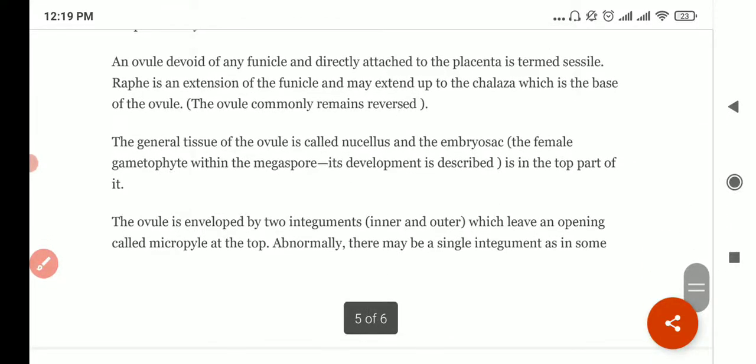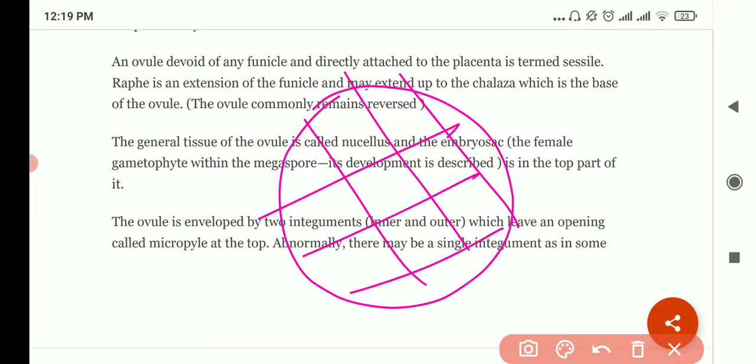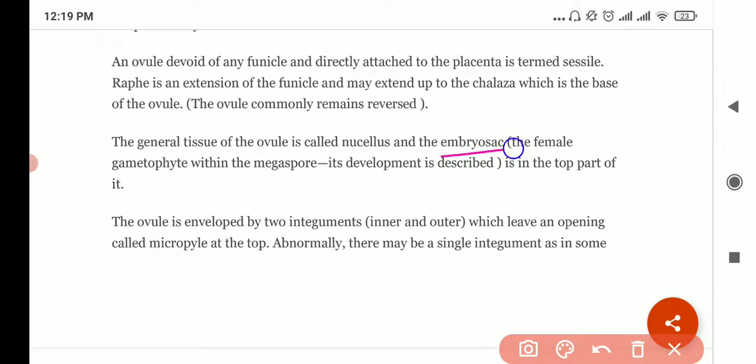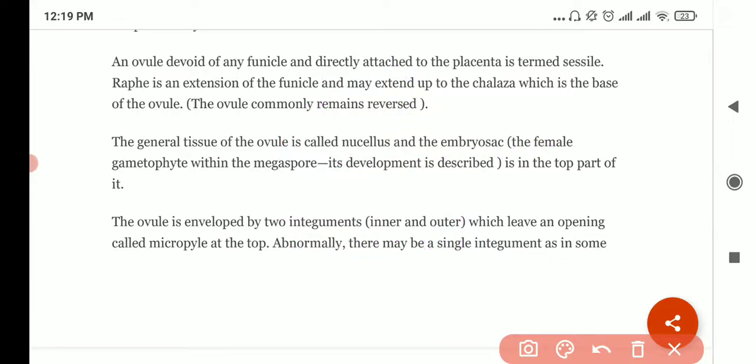So the general tissue of the ovule is called the nucellus, meaning the cells of the ovule. And the embryo sac, the one I drew, is just above the nucellus. So the ovule is covered by two integuments, the outer and inner, and then there's an opening known as the micropyle, from where the pollen tube can enter.